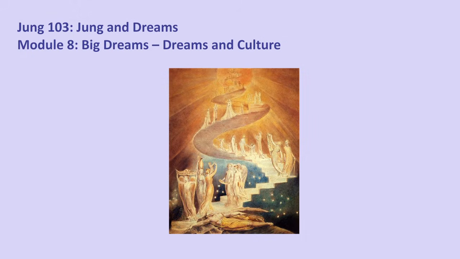And then finally, in Module 8, we'll look at what Jung called big dreams, or dreams and culture. In this module, we're going to look at dreams that express what Jung called the archetypal level of consciousness. These so-called big dreams have been recognized by people throughout history as having special cultural significance. These big dreams affect the individual and the group psyche so profoundly that they are understood to have significance for many people.